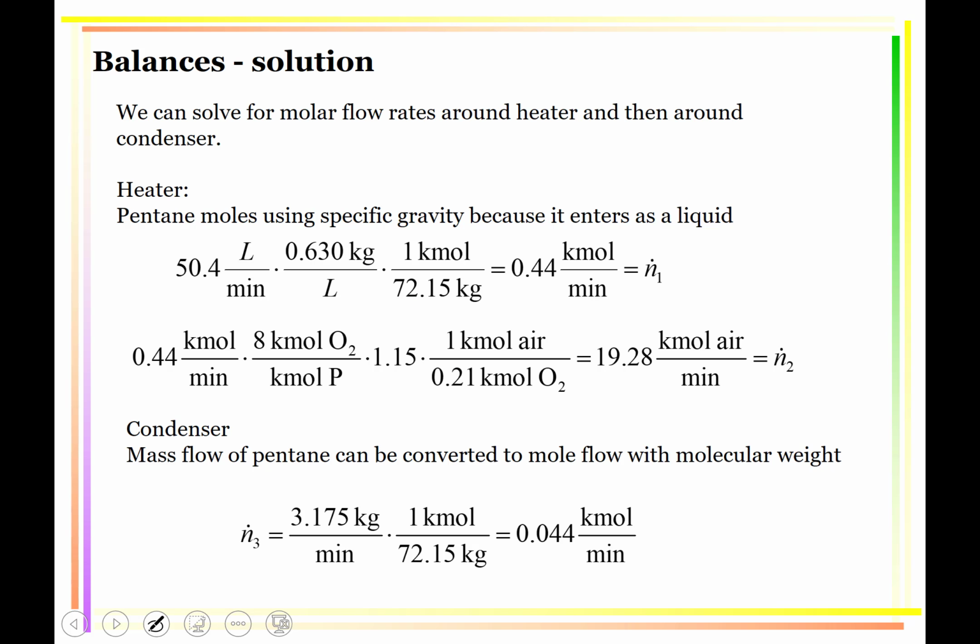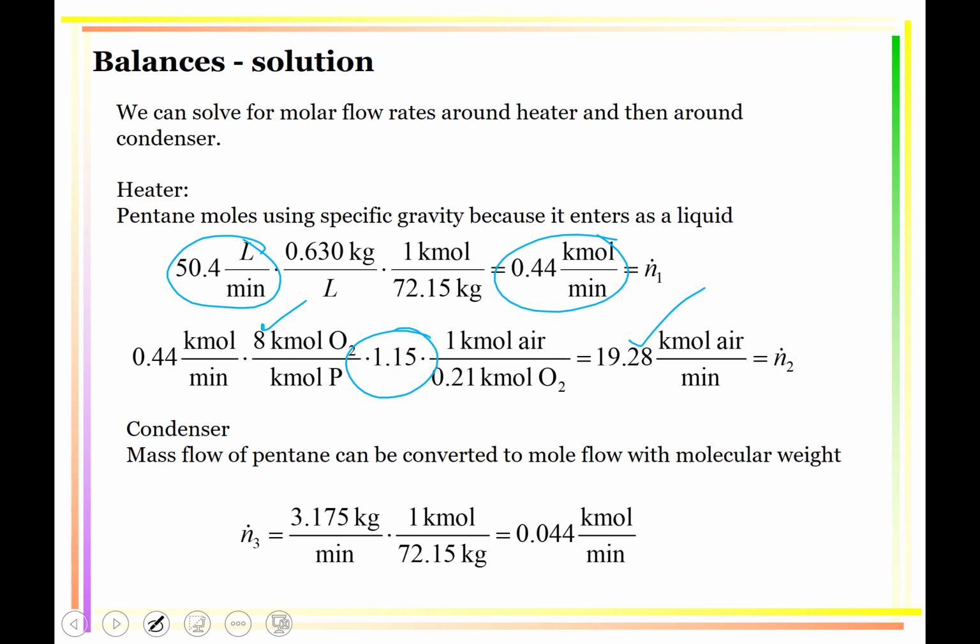So let's solve around the heater. We'll start with the heater. We're going to convert the liters of pentane into moles of pentane, and then we can use that information to determine the air, since we have 15% excess air. So we have 19.28 kilomoles of air per minute. In pentane, be sure to write your chemical reaction properly. You need 8 moles of oxygen per mole of P to get you that theoretical oxygen. And we have 19.28 kilomoles of air per minute, which is equal to N2.